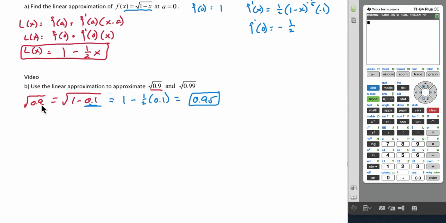We'll do the same thing for the square root of 0.99. Again, we want it to look like the square root of 1 minus x using this equation here. And in this case, x will be 0.01. And again, that's the value that we'll plug into the linearization equation. 1 minus 1/2 times 0.01 is 0.995.